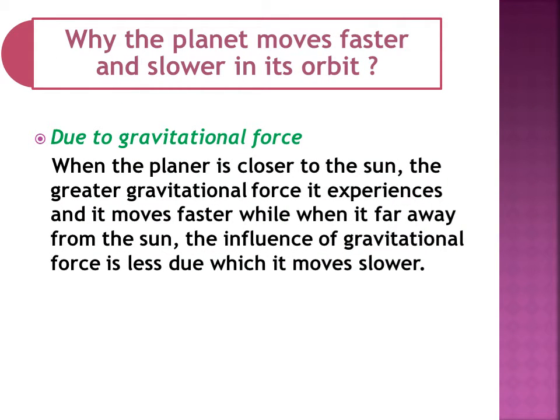Why does the planet move faster and slower in its orbit? Here we discuss two reasons behind that. First one is due to gravitational force. When the planet is closer to the sun, the greater gravitational force it experiences and it moves faster. When it is far away from the sun, the influence of the gravitational force is less, due to which it moves slower.